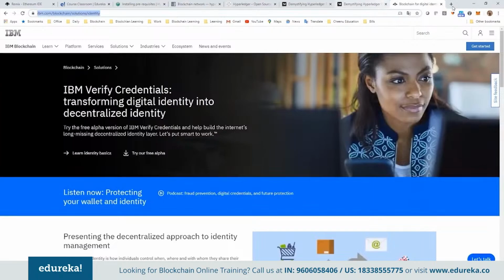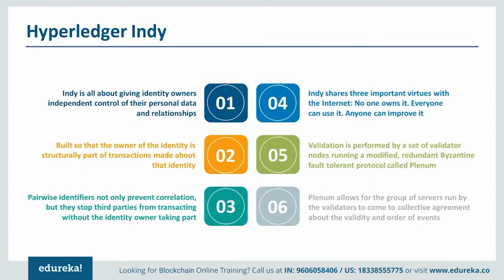So Indy is all about giving identity owners independent control of their personal data and relationships, so that the power of identity is structurally part of the transactions made about that identity. Pairwise identities not only prevent correlation but stop third parties from transacting without the identity owner taking part. Indy shares three important virtues with the internet: no one owns it, everyone can use it, anyone can improve it.